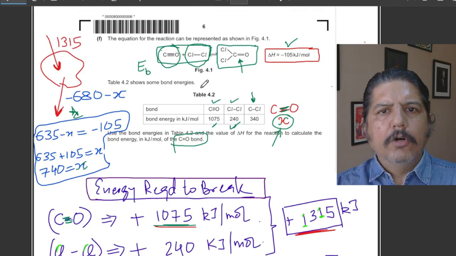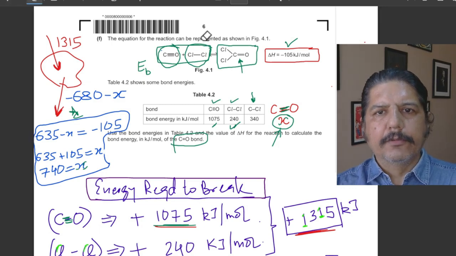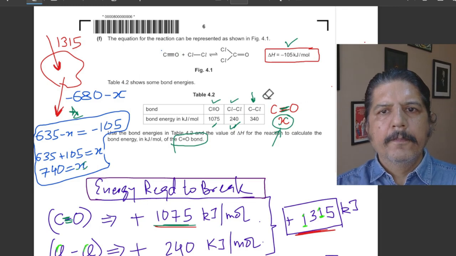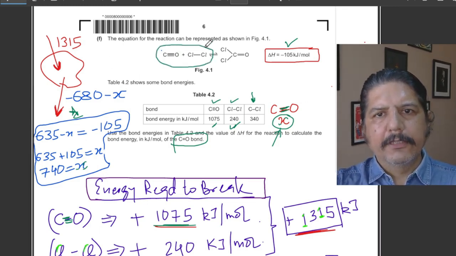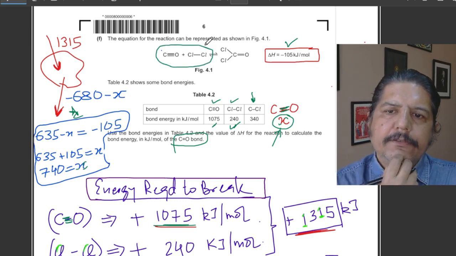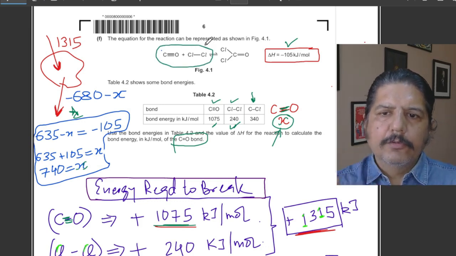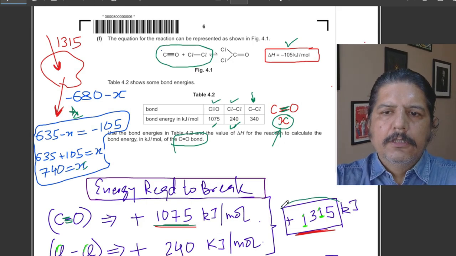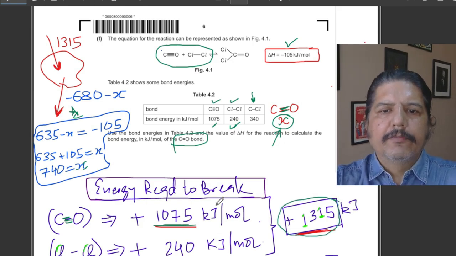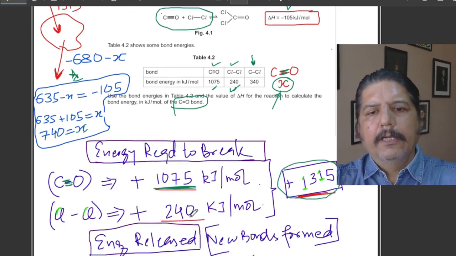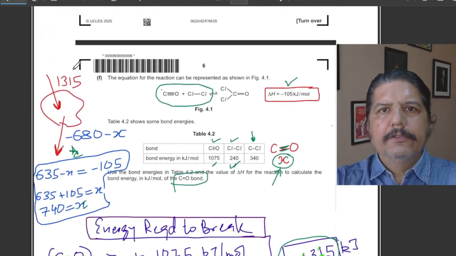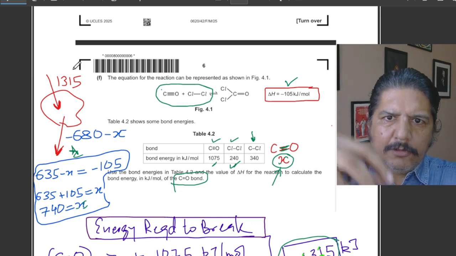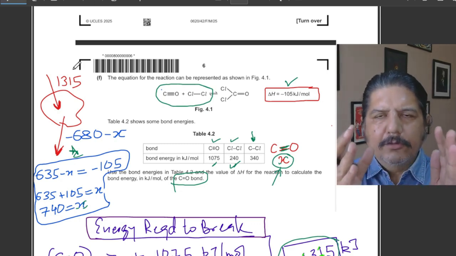Let's focus only on the left hand side of the equation. For the left hand side, that is for the reactants, the total energy required to break the bonds is 1315. How did I get 1315? I added 1075 and 240. So 1315 is the amount of energy required to break the bonds of the reactants on the left hand side.